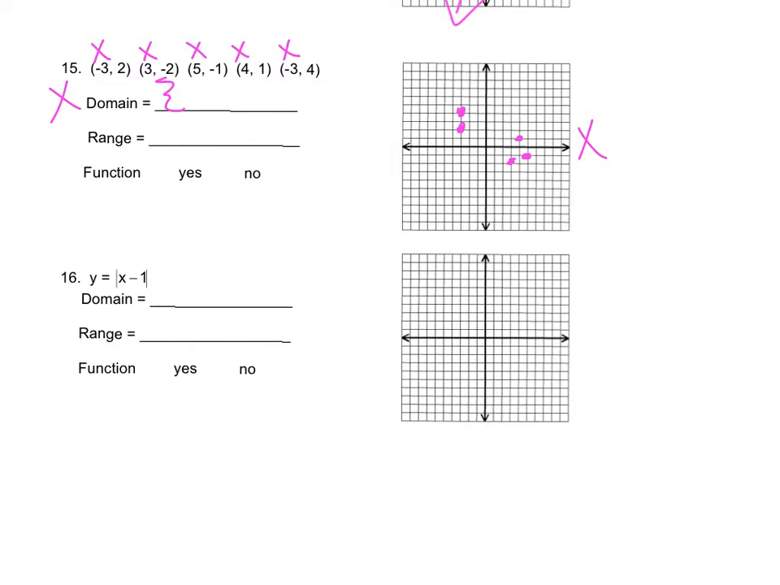So the smallest x value would be -3, and then 3, 4, and 5. The range, which is your y values, smallest one is -2, and -1, 1, 2, and 4.